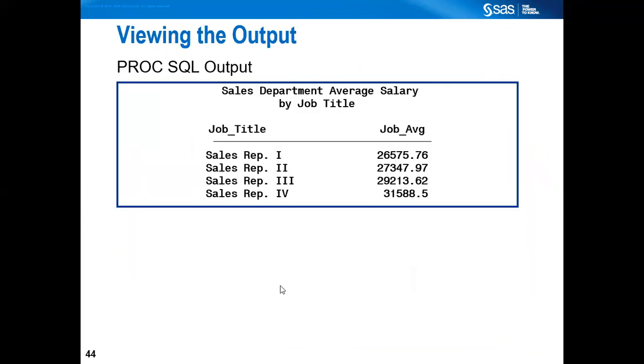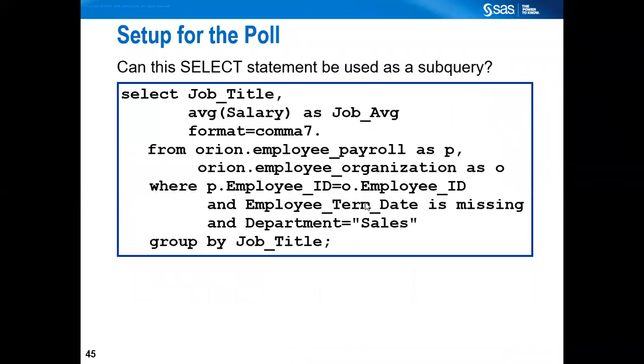Next step, we want every individual. How can we find out individual employees earning less than the average salary for each job title? So this is the question. Can this select statement be used as a subquery? Look at what you are writing: job title, and you're querying average salary from the same payroll organization data which you had written earlier, which gave average salaries for each job title. Can you use it as a subquery?